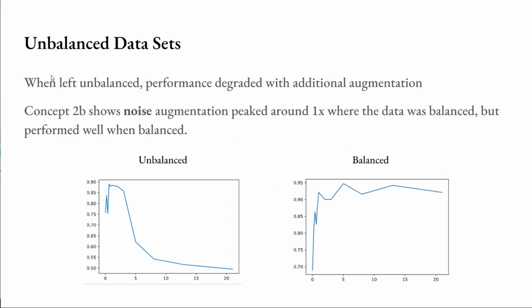One more note on unbalanced data sets. As you can see in this example, which is concept 2b, the question had mostly incorrect responses, and it was tested in an unbalanced fashion with augmentation alone, and the performance dropped off rapidly, as you can see in the left graph. Once data was balanced, then augmented, the performance was much more stable, as you can see on the right. Therefore, from research question 1, our conclusion is that balancing is imperative, and maintaining that balance throughout the augmentation is essential.